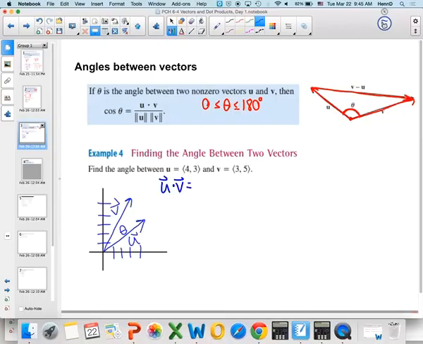So what's u dot v? 12 plus 15. Good. 12 plus 15. So we've got 27. Okay? 4 times 3 is 12. 3 times 5 is 15. So we've got 27. Okay.